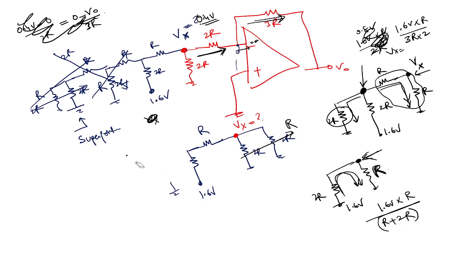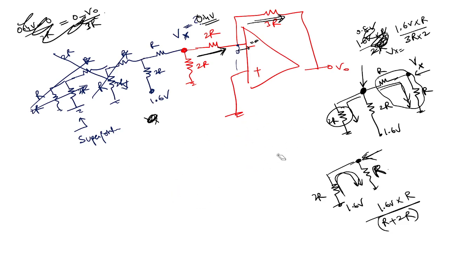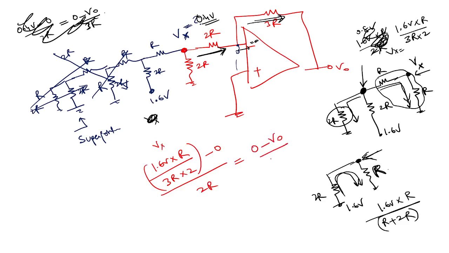You apply whatever theorem you want to apply, whether nodal analysis or whatever it is, find somehow what is Vx. So what is this value? 1.6 volt into R divided by 3R. In the denominator 2 is there. This is your Vx minus 0 divided by 2R, that is equal to 0 minus V naught divided by 3R. So R gets cancelled, R gets cancelled, 3 gets cancelled. V naught is nothing but minus 1.6 volt divided by 4. This is minus 0.4.